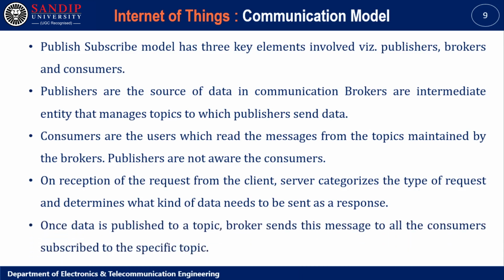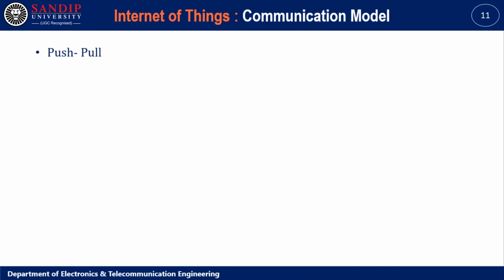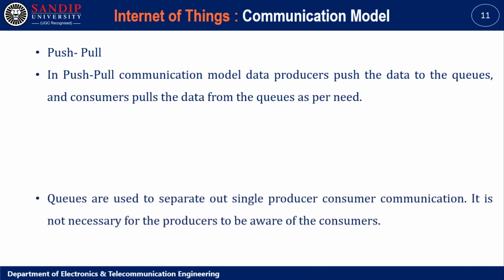Once data is published to a topic, the broker sends this message to all the consumers subscribed to the specific topic. Next is the push-pull model. The figure shows the push-pull model. In the push-pull communication model, data producers push the data to the queues and consumers pull the data from the queues as per the need.